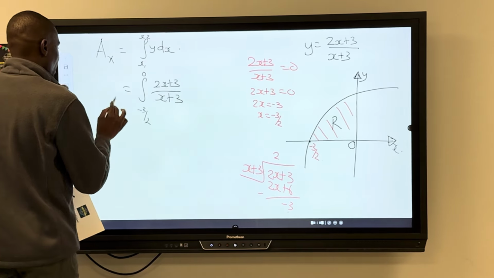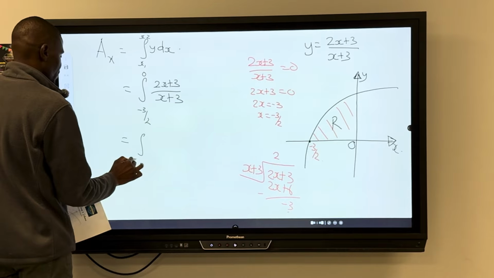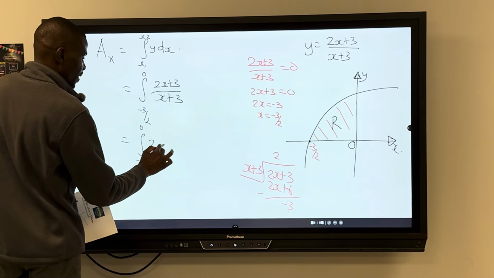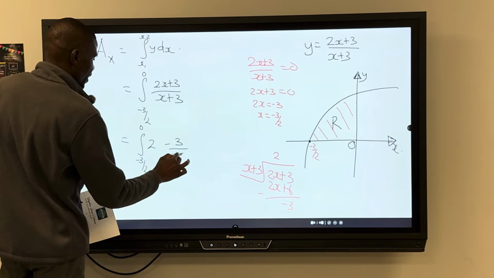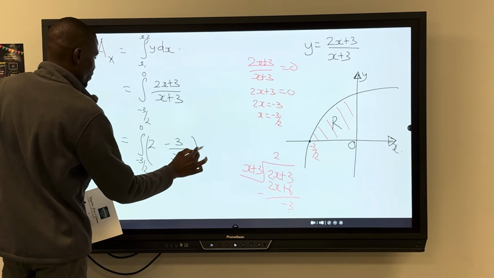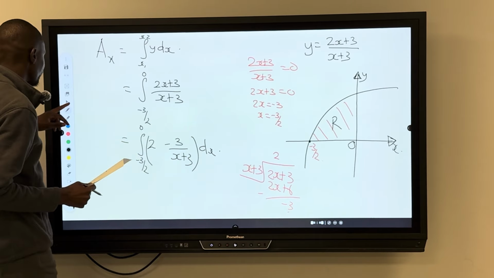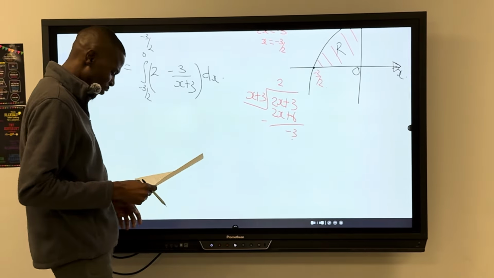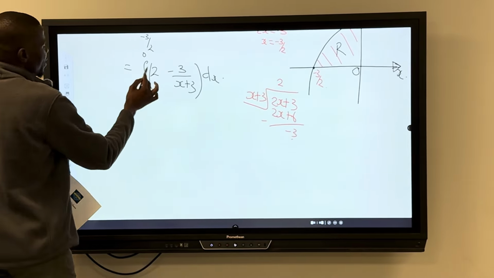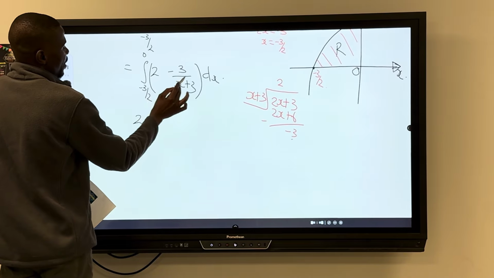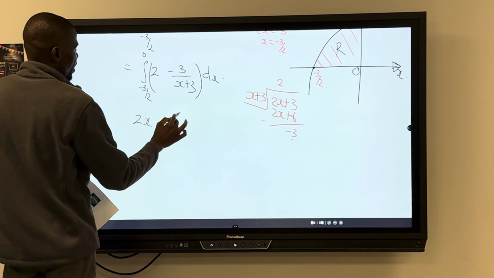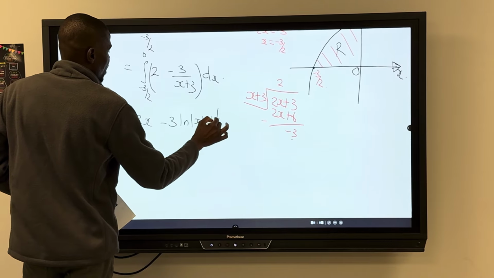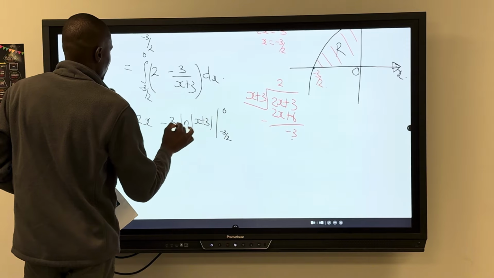All right, so I'm going to integrate from -3/2 to 0, which is the quotient 2 plus the remainder, -3/(x + 3), with respect to x. All right, so I'm going to integrate that. So here, if we integrate there, we are going to get 2x. If we integrate here, by recognition, we get -3 ln(x + 3), right? But our limits are from -3/2 to 0, right?